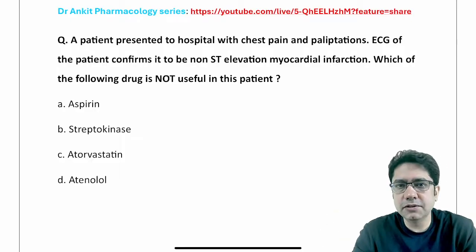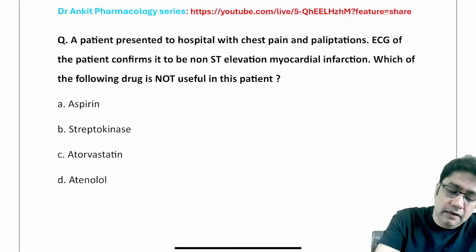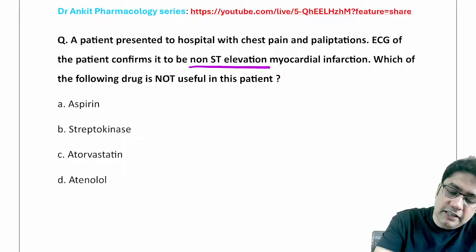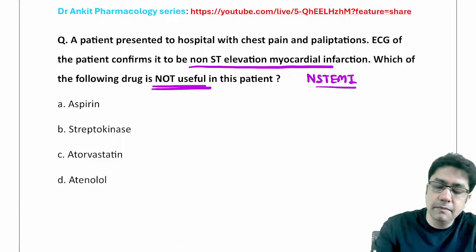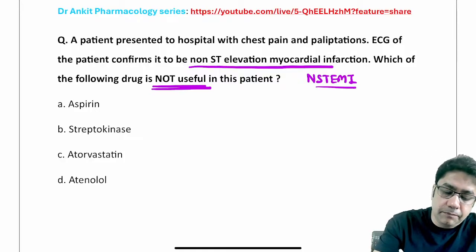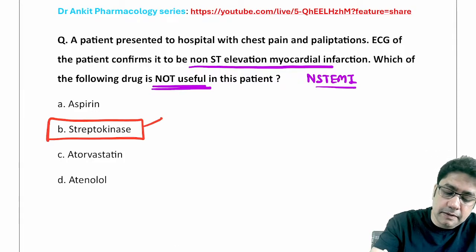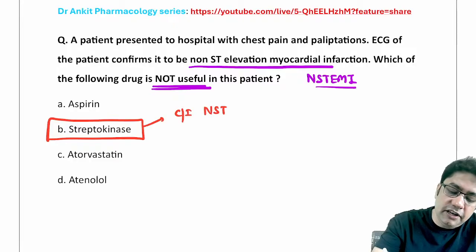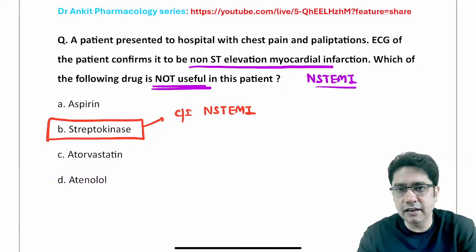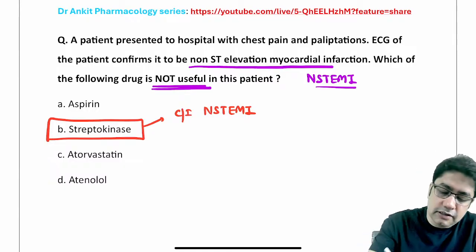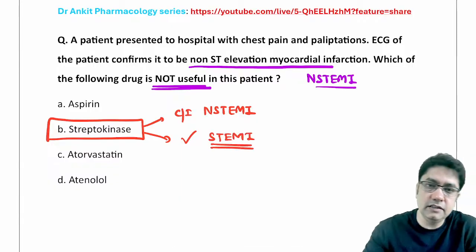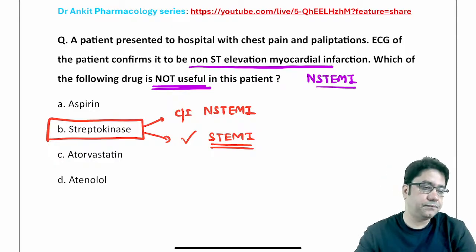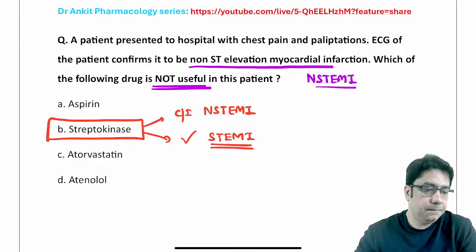A patient presented to hospital with chest pain and palpitation. ECG of the patient confirmed non-ST elevated MI, NSTEMI. Which of the following drugs is not useful? Remember, we never give streptokinase. Streptokinase is contraindicated in non-ST elevated MI because the thrombus is not very large, the infarct is not very large. Streptokinase is only given in the most dangerous type of MI, that is STEMI. So it is only given in ST elevated MI. Okay, fine, good.